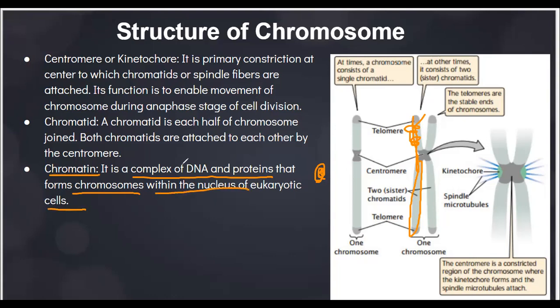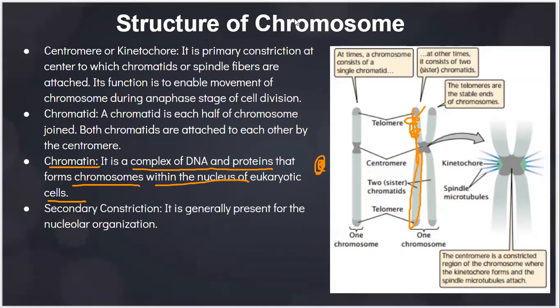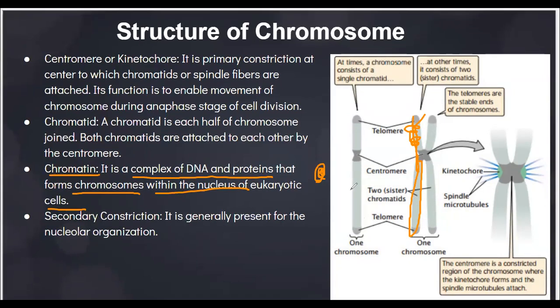It is nothing but a combination of DNA and proteins, which is the chromosome only. So they are known as chromatin. Then in certain chromosomes, in certain places, we will have the secondary constriction also. If this is one of the chromatids, you will find certain tying up constriction over here also.